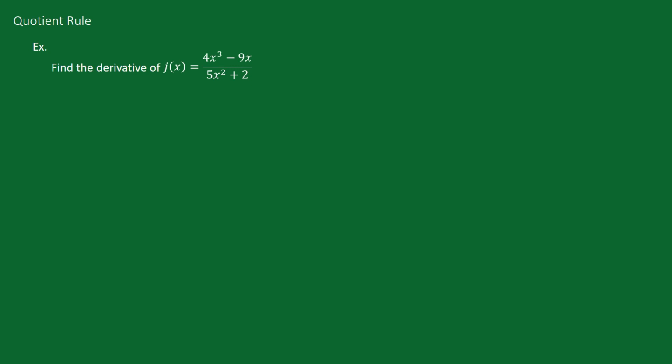Find the derivative of j of x equal to 4x cubed minus 9x all over 5x squared plus 2. So again, I'm going to label, then find the individual derivatives, then plug it into my rule. So I'm going to say that 4x cubed minus 9x is f of x, and I'm going to say that 5x squared plus 2 is g of x. So using power rule, I'm going to find that the derivative of f of x is equal to 12x squared minus 9, and the derivative of g of x is going to be 10x.